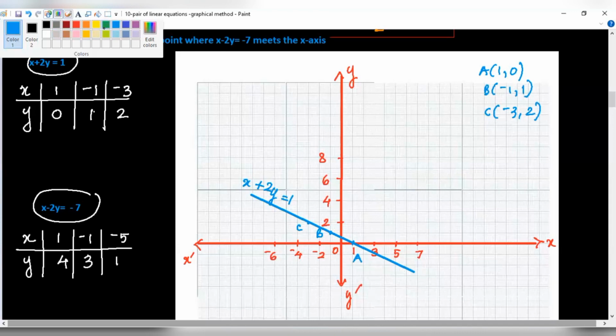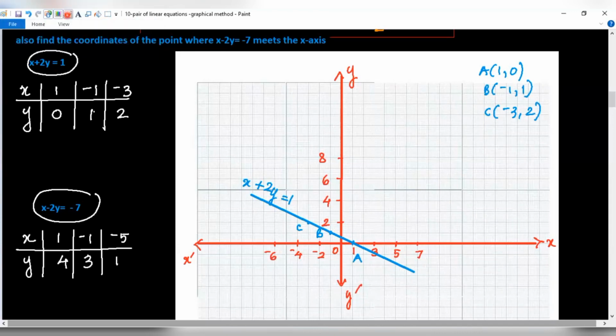Let me take green color for that. Okay, see, first point 1, 4. On x it is 1 and on y it is 4. So this is the required point. Okay, let us take it as P. P is 1, 4. Then -1, 3. -1 is here, and P is here. See, 3. So -1, 3. This is the point Q. So Q is -1, 3.